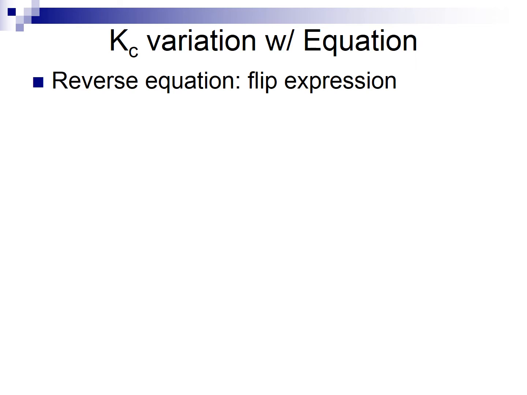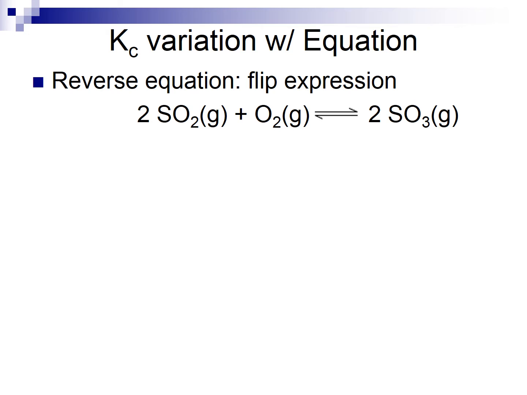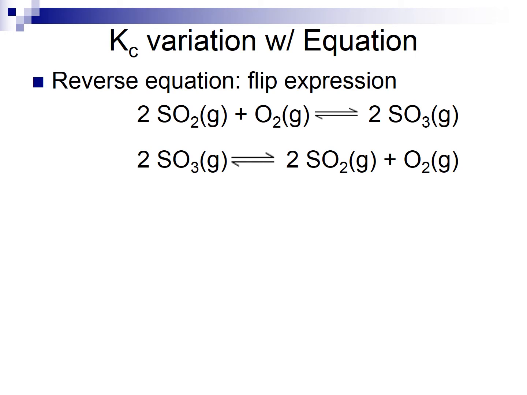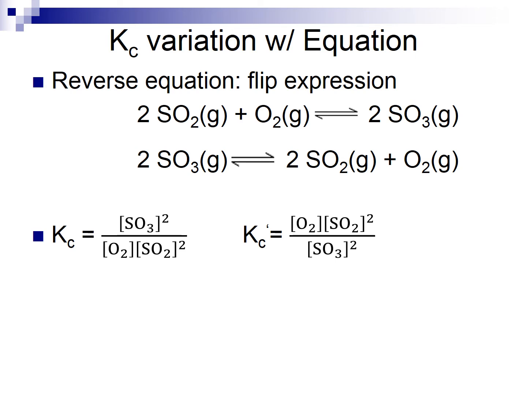The reverse equation flips the expression overall. If I take 2SO2 plus O2 producing 2SO3, flipping that around to make 2SO3 producing 2SO2 plus O2, you'll notice obviously that the products have become the reactants and the reactants the products. What I have to do to my equilibrium expression then is to flip it upside down. I have to invert it.